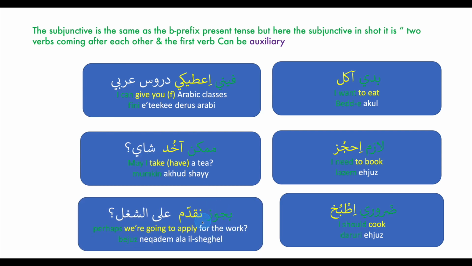بجوز نقدم على الشغل. Perhaps we are going to apply for the work. What we are noticing here is that all the subjunctives, in all these conjugations, came without the be conjugation. If you want to, you can keep the be if you wish. However, you will hear the majority of people don't.